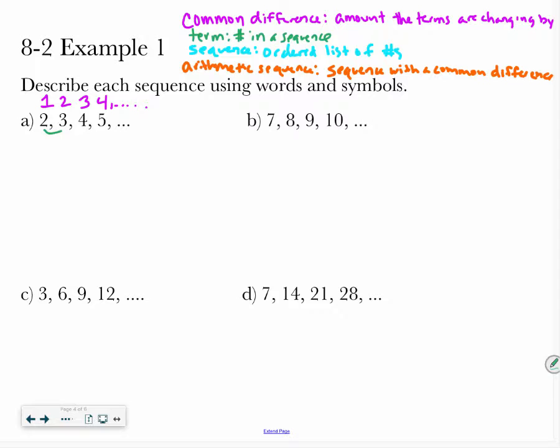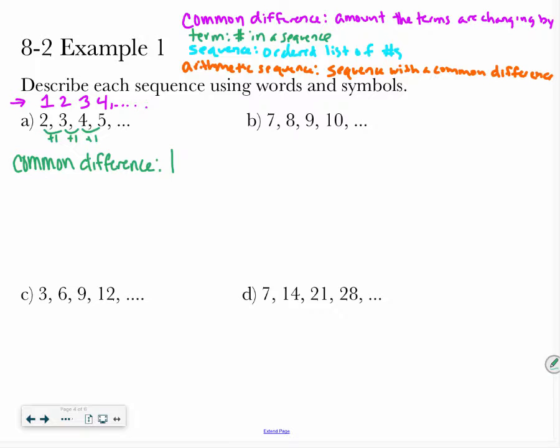To go from 2 to 3, I know I add 1. From 3 to 4, I add 1. From 4 to 5, I still add 1. So I know my common difference is 1. And if I look at my term numbers, the purplish pink numbers up top there, how are they related to the actual numbers in the sequence? How are 1 and 2 related? How are 2 and 3 related? How are 3 and 4 related? How are 4 and 5 related?